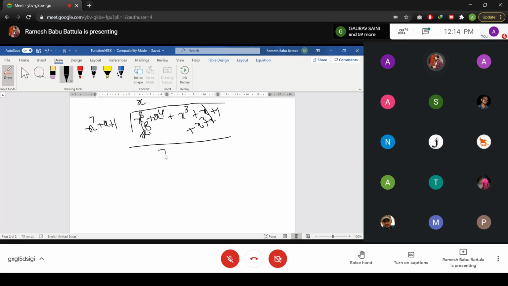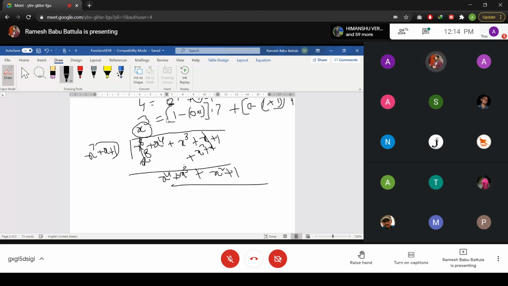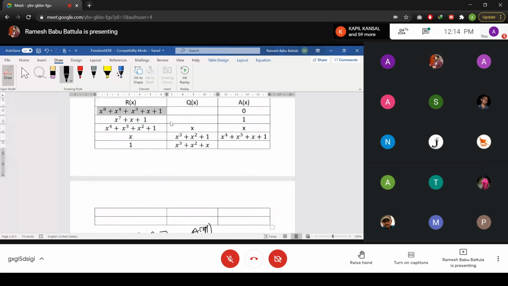The remaining values are going to be x to the power 4 plus x to the power 3 plus x square plus 1. So this is a remainder value and this is a coefficient value. So I am placing this coefficient value here. x is my coefficient value. Okay. And my remainder value is x to the power 4 plus x to the power 3 plus x square plus 1. So I'm placing here my remainder value.